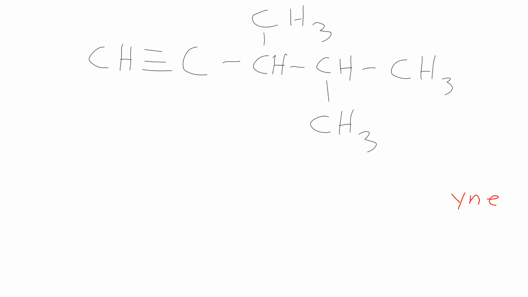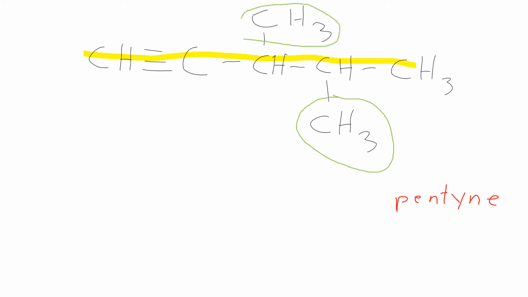Next, we're looking at how many carbons are part of that longest continuous carbon chain. We'd have 1, 2, 3, 4, 5. So 5 in our longest continuous carbon chain. The prefix we associate with 5 is pent. So this is a pentyne. Next, we're looking at branches. So I'm circling the branches. I have a branch here, a single carbon branch, and a branch here as well, a different single carbon branch. They're both single carbon branches, so they're both methyl branches, so I'm going to get that into our name.